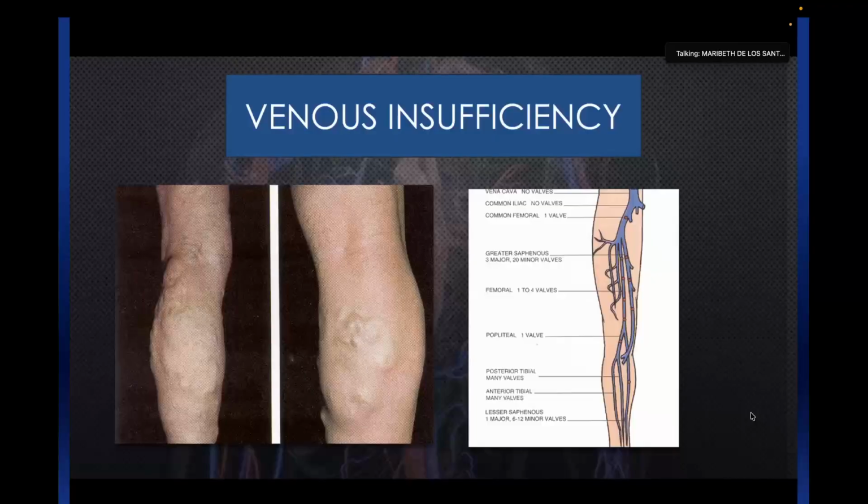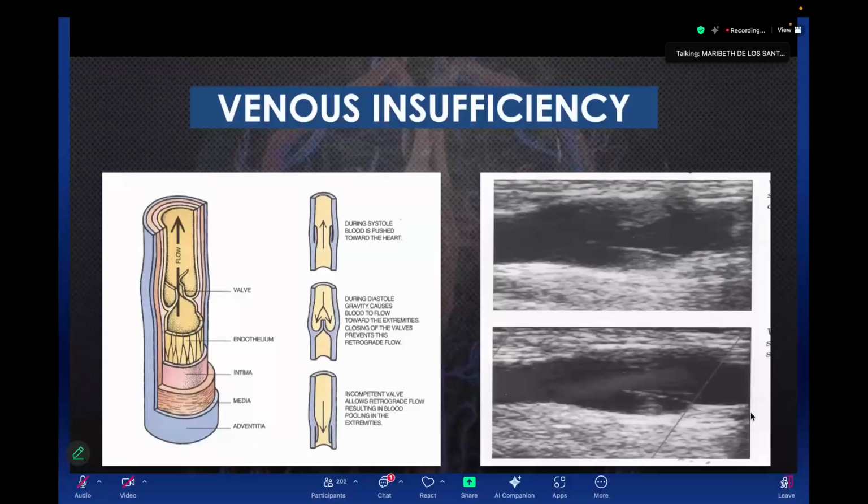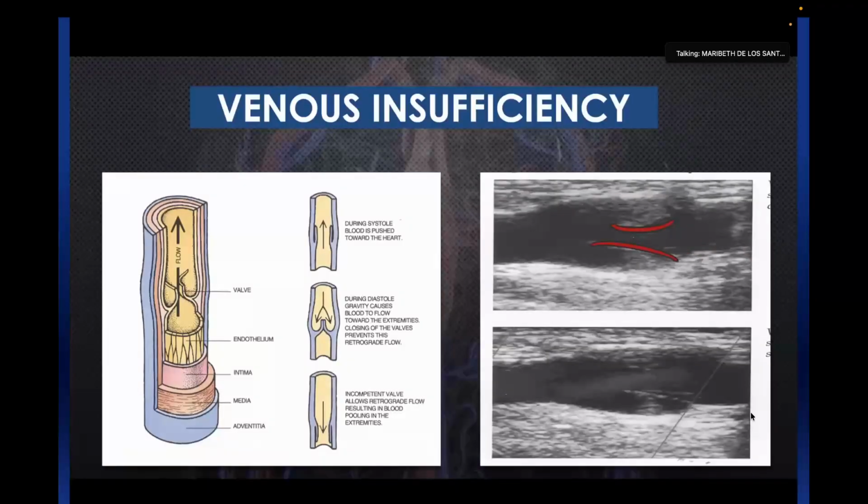CVI or chronic venous insufficiency happens when the leg veins become damaged and cannot work as they should. Normally, the veins and the valves keep blood flowing up to the heart. This is an actual ultrasound view of the valves of the vein.